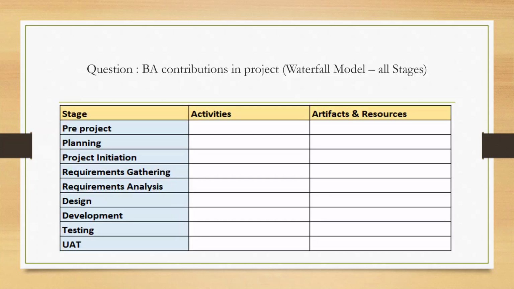So coming to the BA contribution in the project. For the waterfall model, for all stages, you need to write down what the BA activities are. For example, in pre-project planning, what will he do? In project initiation, what activities will he do? In requirement gathering, what activities will he do? So you need to write down for each and every stage.